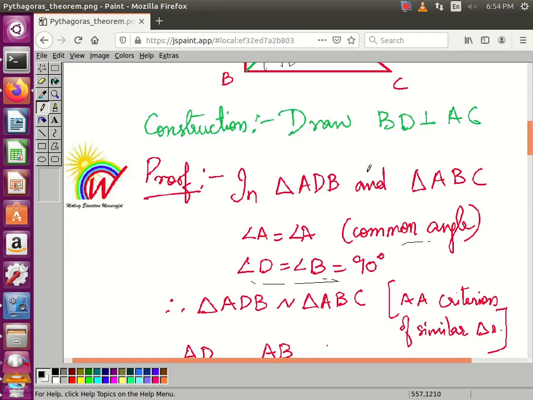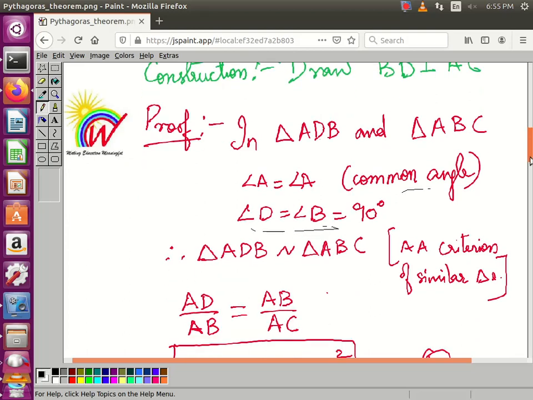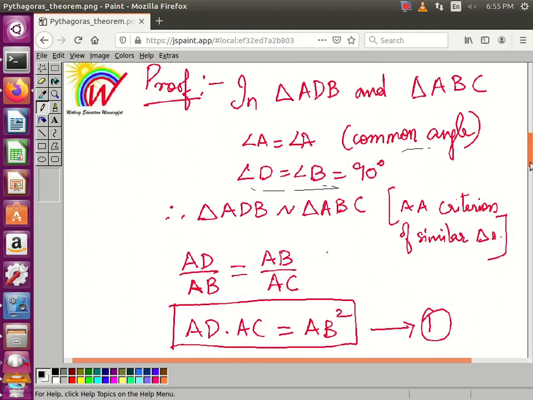So automatically the third angles, B and C, will turn out to be equal to each other. So in these two triangles, you can say that the triangles are similar to each other. That's the reason we always write it over here in the bracket next to whatever we are writing. Okay, so the reason for the similarity is the AA criterion of similar triangles.